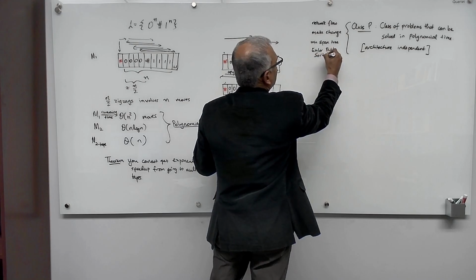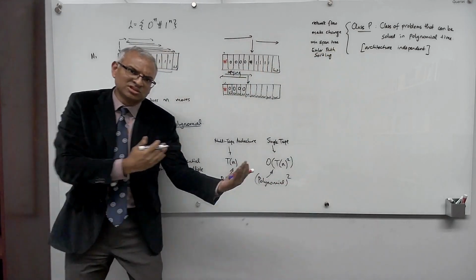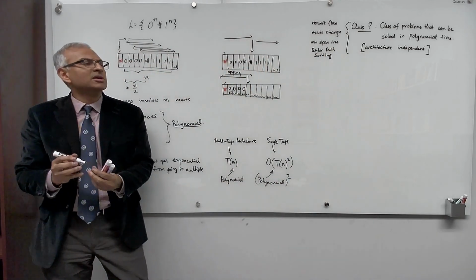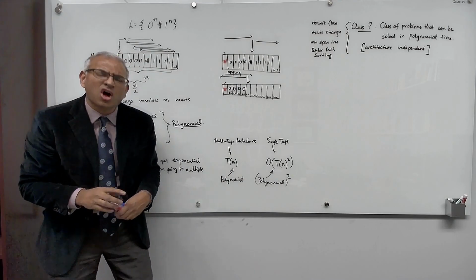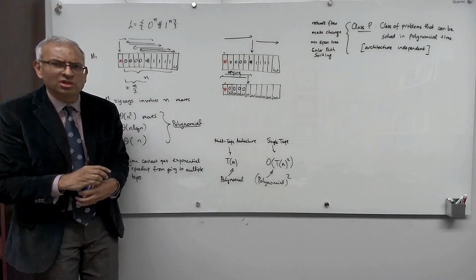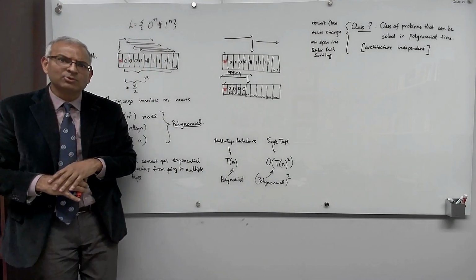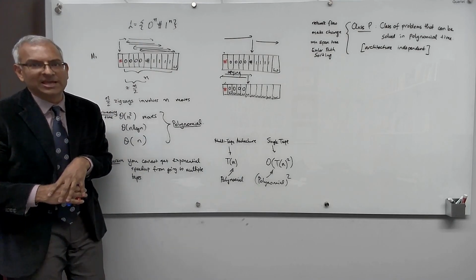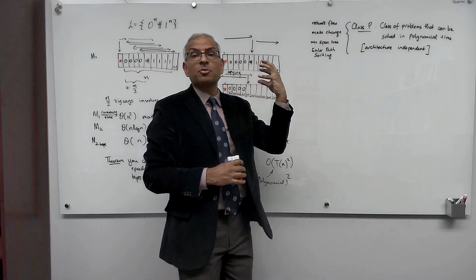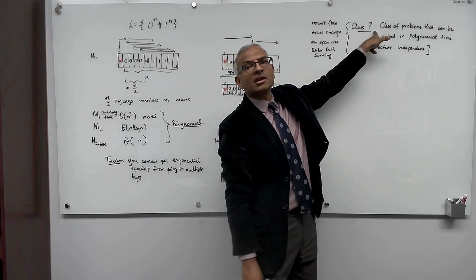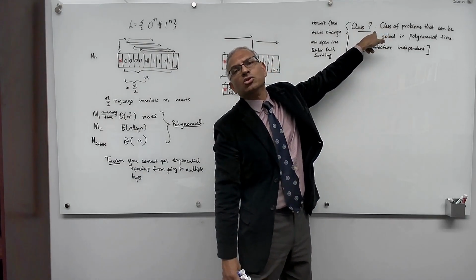Sorting. I give you a list. Can you tell me, is it sorted or not? We can solve this problem efficiently. It's all polynomial. Lots of problems that we like to solve in practice, and we can solve them fast in polynomial time. So that is the class of problems that we call P. The class of problems that can be solved in polynomial time.